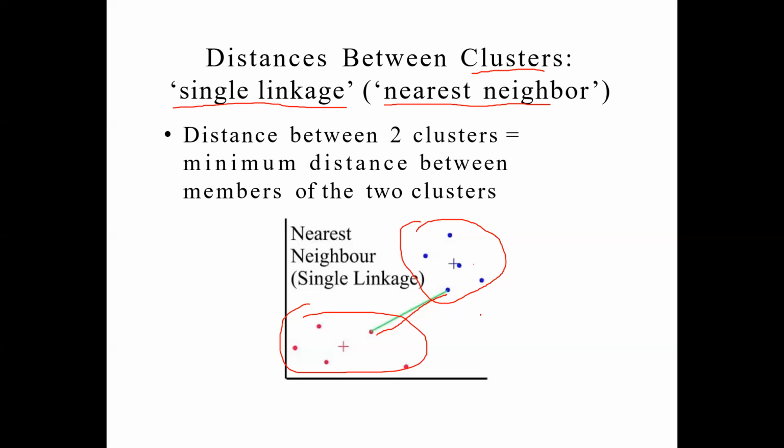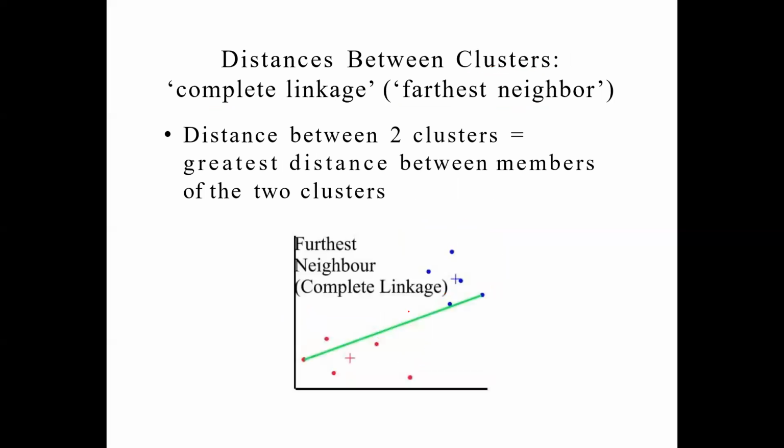Here you will use the formula: you will calculate the distance of each and every point in this cluster from each and every point of the other cluster, and you will take the minimum distance. So this will be the minimum distance between these two clusters. These two members will give you the minimum distance, and that will be the distance between the two clusters using the single linkage criteria.